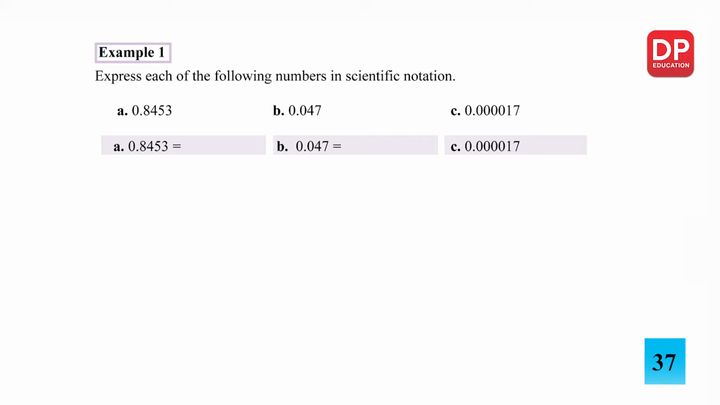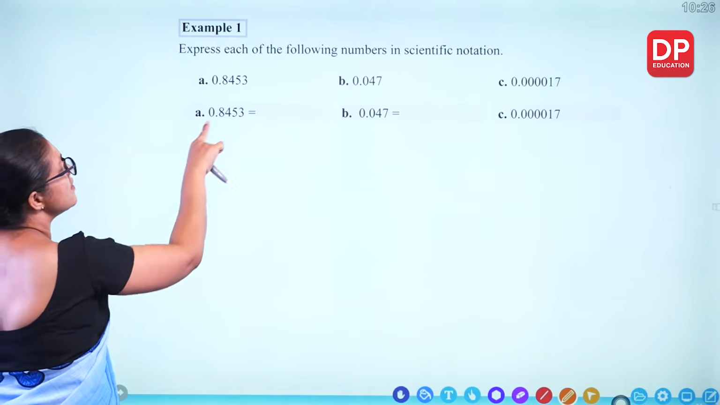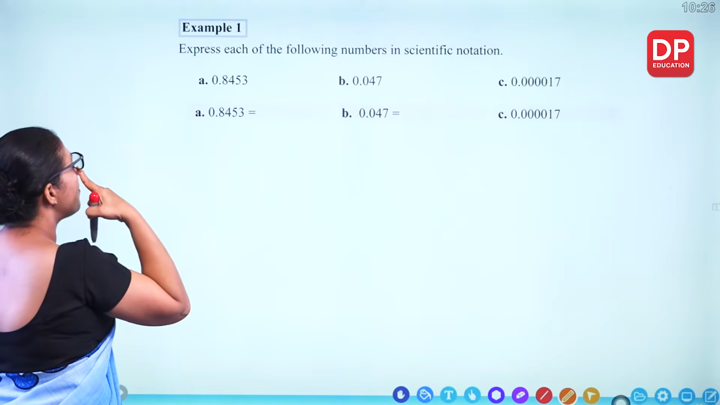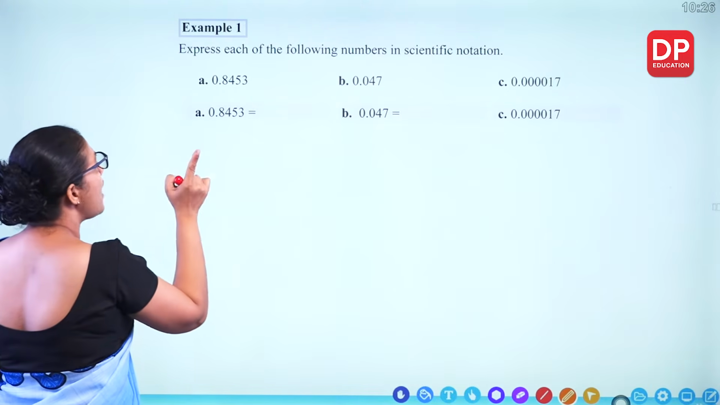Example number 1. Express each of the following numbers in scientific notation. This one. This is a decimal number. So what's the number less than 10 and more than 1?